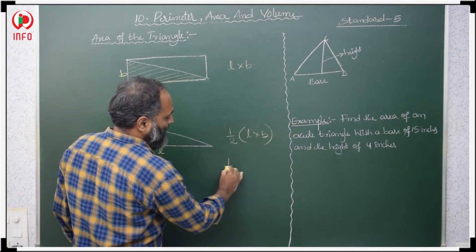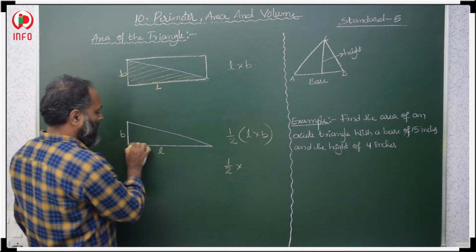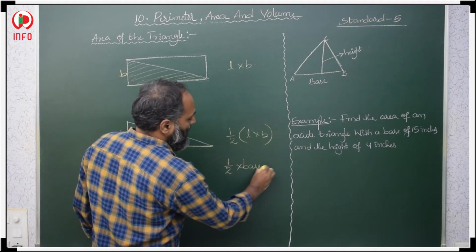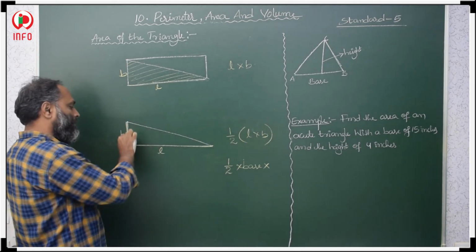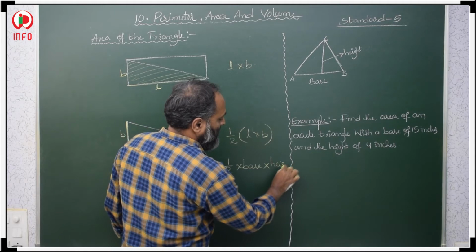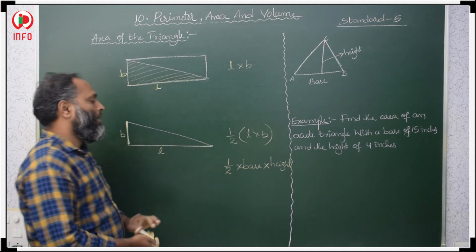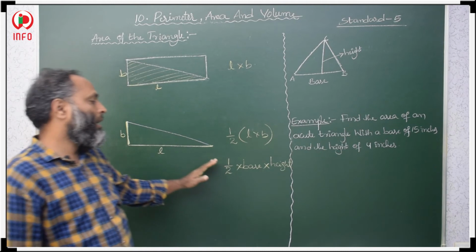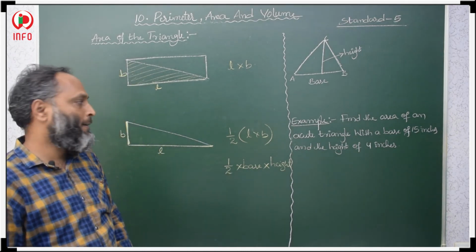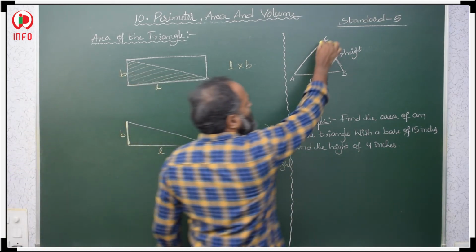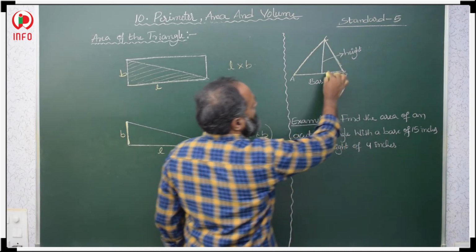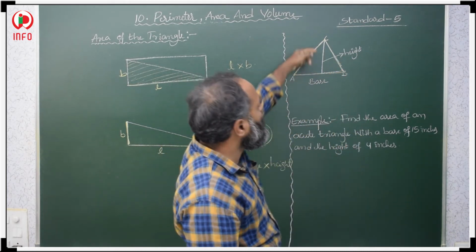Half into, what is this L? This L is the base. And what is this B? B means height. It means, what is the area of a triangle? Half into base into height. So if ABC is a triangle, then what is the area of a triangle? Half into base into height.